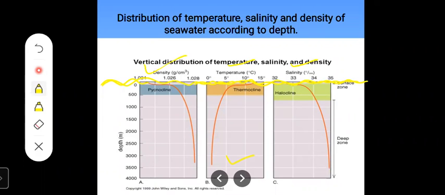First is temperature. Now at 0 meter, where is the 0 over here? Here. At 0 meter you can see, here the temperature will be between 20 to 24 degrees Celsius. At 0, students, the temperature will be between 20 to 24. As we are going deeper and deeper, as we are going down deeper and deeper.